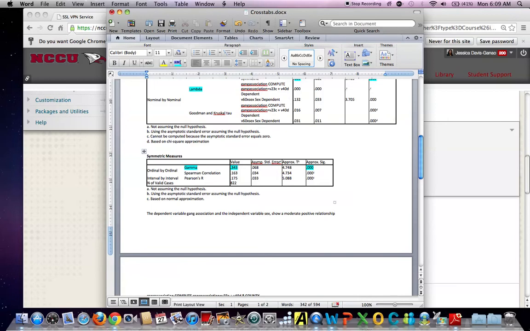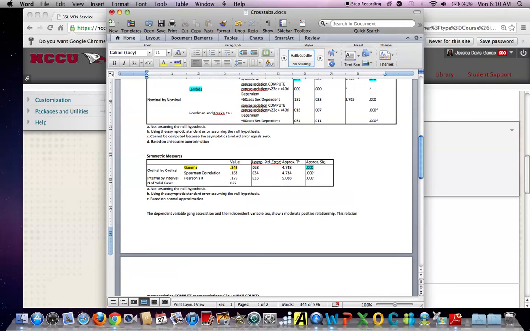This number here, the gamma value, is 0.343. And remember, last time I told you that as long as the value is around 0.35, that would be considered a moderate relationship. And so that's the value, that's gamma, and it's around 0.35. And it's positive because there's no negative number in front of that value.